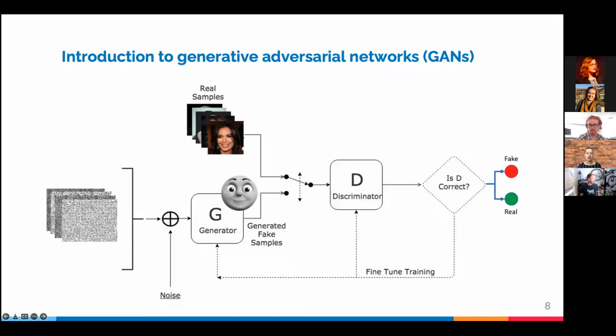There's an analogy from the original paper of GANs, and it says the generative model can be thought of as analogous to a team of counterfeiters trying to produce fake currency and use it without detection, while the discriminative model is analogous to the police trying to detect counterfeit currency. Competition in this game drives both teams to improve their methods until the counterfeits are indistinguishable from the genuine articles.